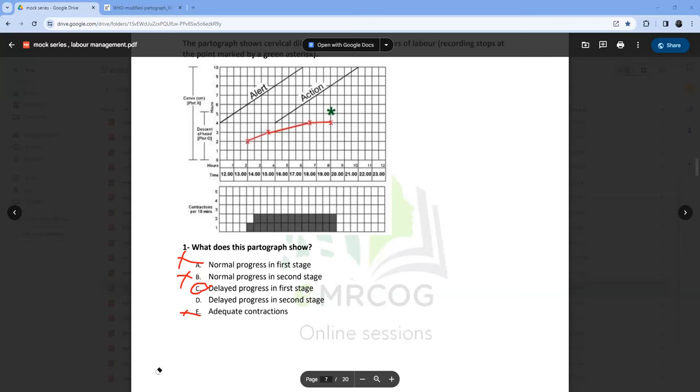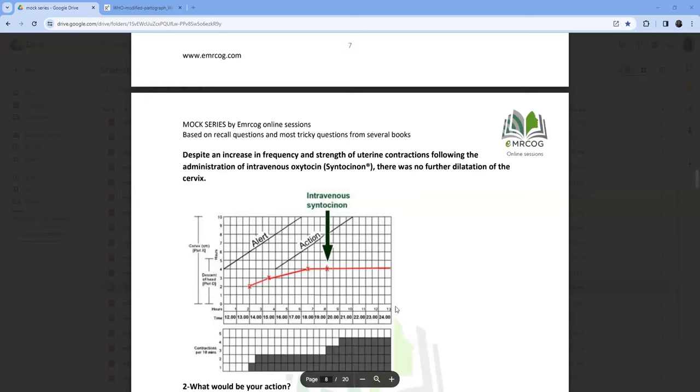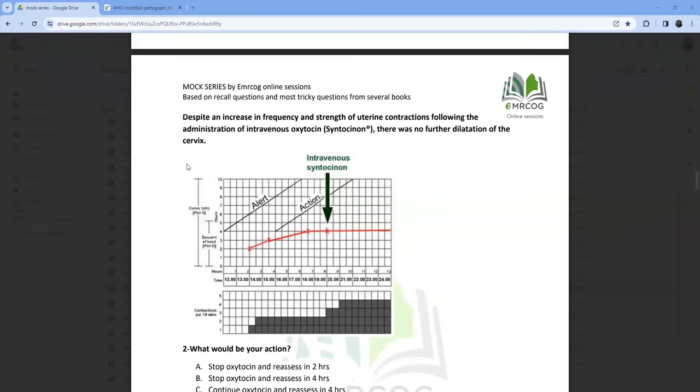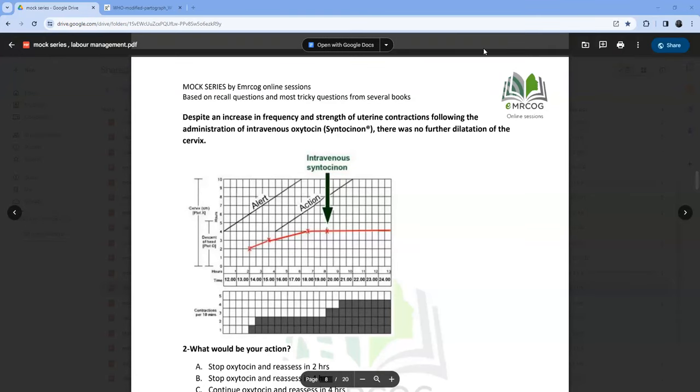Okay. Let's have another question on the partograph. Maybe it will help you more, my friends. Despite an increase in the frequency and the strength of uterine contraction following administration of intravenous oxytocin, okay, there was no further dilatation in the cervix. So here, he gives you a mark about when the intravenous oxytocin started for this patient, right? Look to the contractions. What happened to the contractions in response? Increased. Good. So despite the increase of contraction, what happened to the dilatation? It's the same, right?